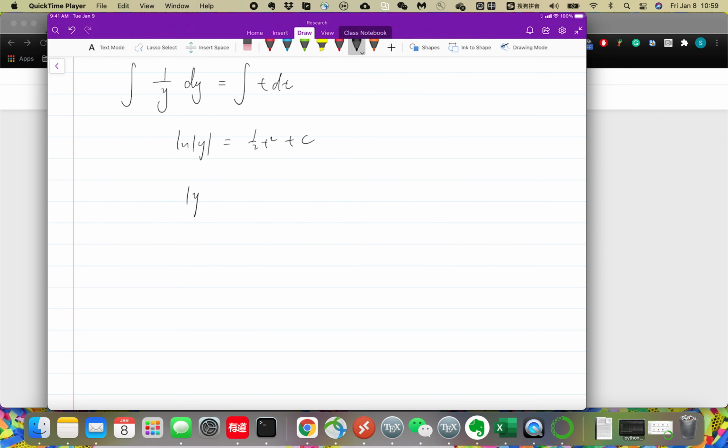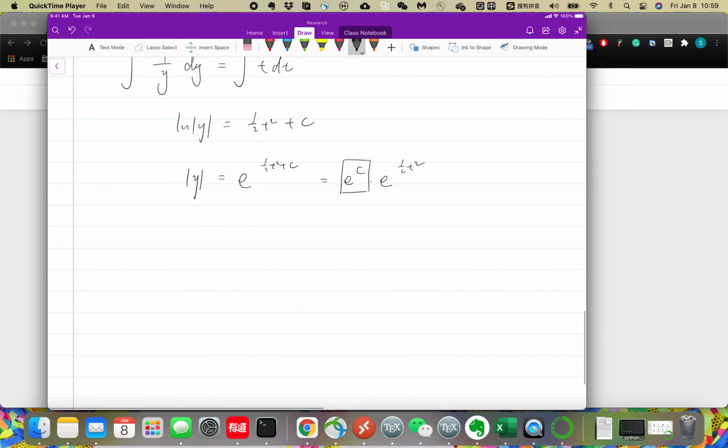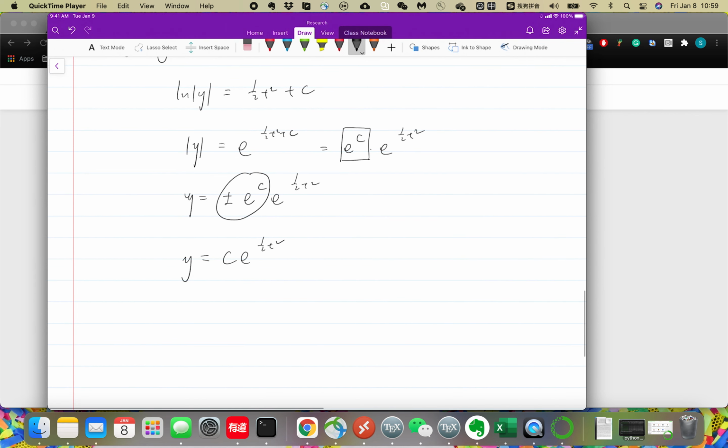This means y equals e to the 1/2 t squared plus c, which is e to the c times e to the 1/2 t squared. Note this is always positive, but it can be any positive number. But your y should equal plus or minus e to the c, e to the 1/2 t squared. Therefore, the whole thing becomes any number, both positive and negative.